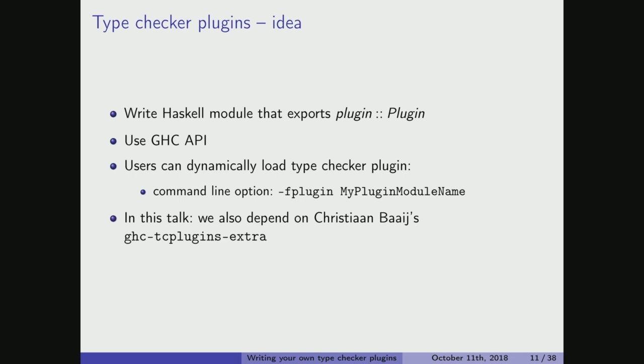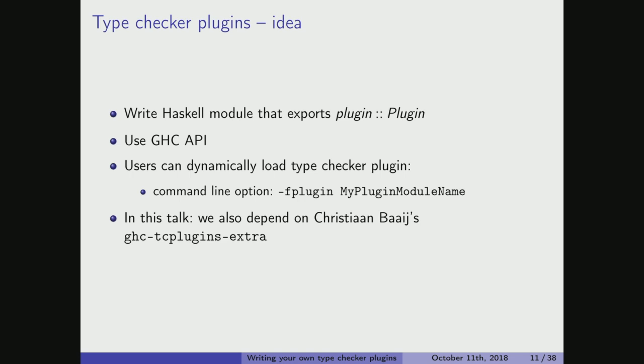And then the users of your type checker plugin just use this command line option to GHC, saying, okay, -fplugin, load this type checker plugin that's given by this module name. And it's also something that you can do on a per module basis. So you can just use the pragma variant of this command line option. So you can say, okay, only in this module, I want to be using this type checker plugin, and then my other code will just work as it always did.